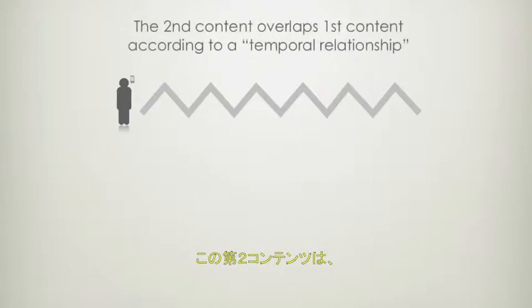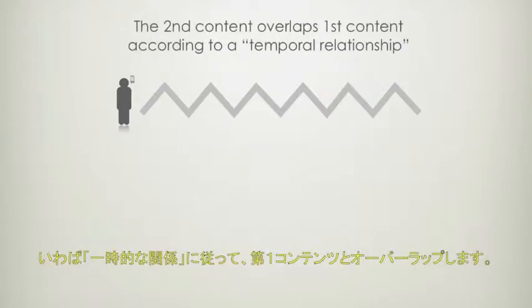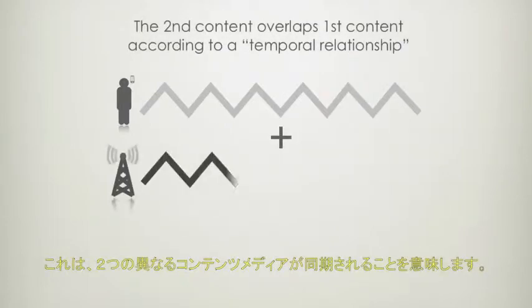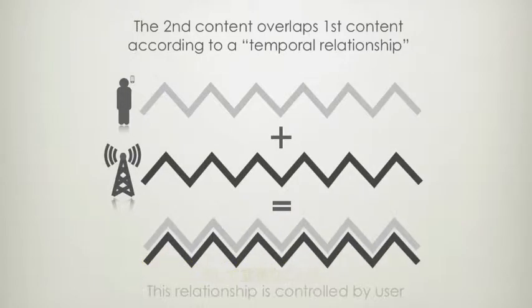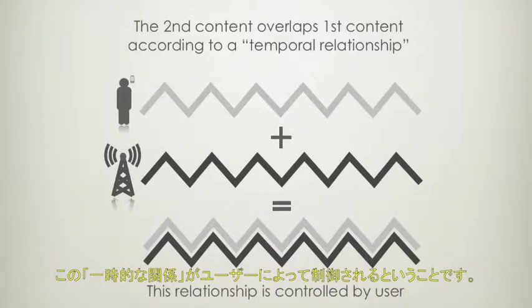The second content overlaps the first content according to a temporal relationship. This means that the two different types of information are synced in a meaningful way, and it's important to note that this relationship is controlled by the user.